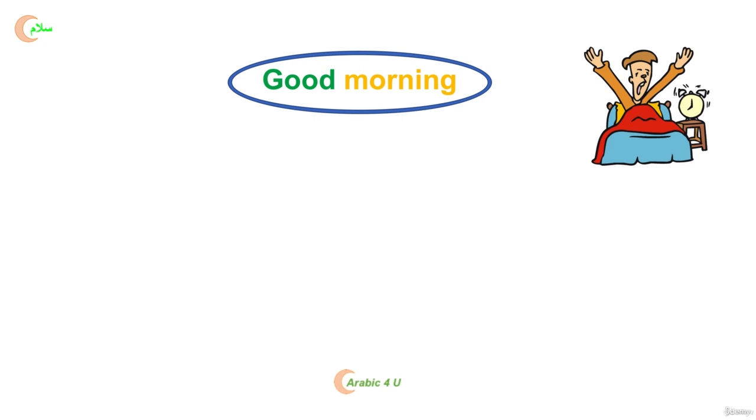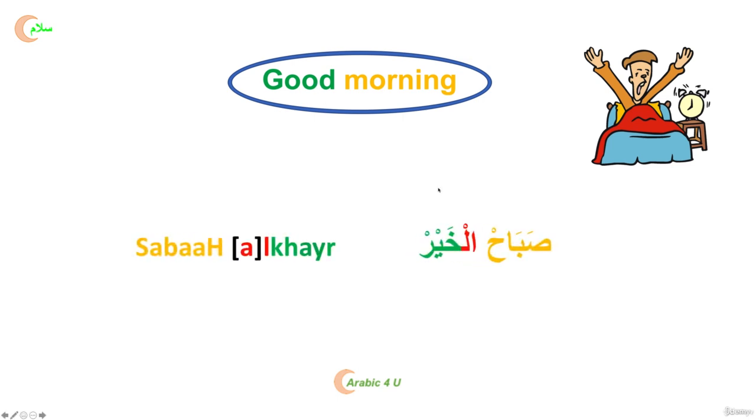Yalla. So the first one we're going to learn is good morning. In Arabic, we say it, so let's read it together in Arabic first. It's the same S sound as in saw, not as in sad. Then ba, long, not short, and then the H sound. The H sound is the same sound as when we cough. H. So, sabah.